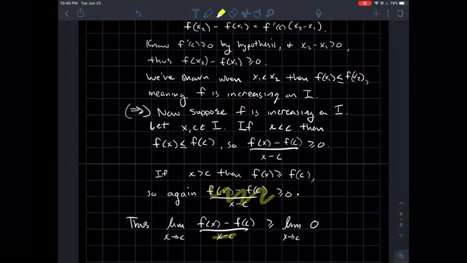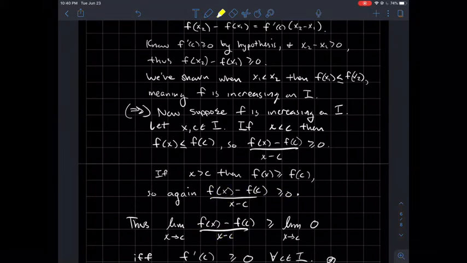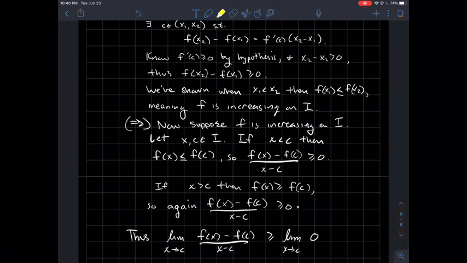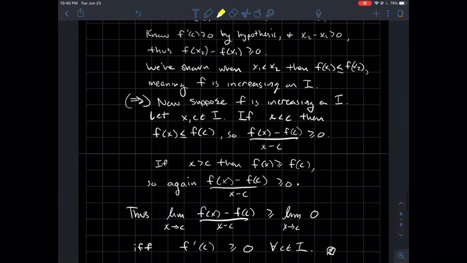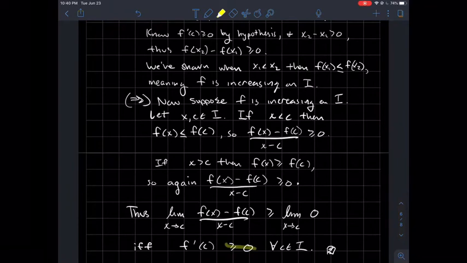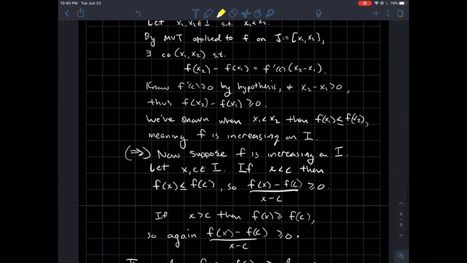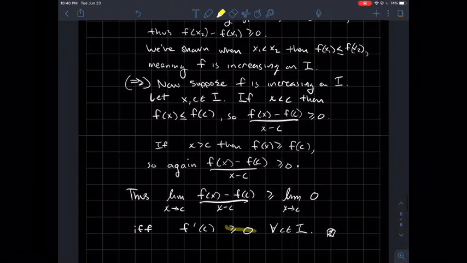So we've established this for all points x and c in my interval. So if that's true for all points in that interval, then when I take the limit of both sides as x approaches c, it should still be true. And so in particular, why is that cool? Because this is just f prime of c. So we've established that f prime of c is at least 0 for every point c in I, which is exactly what we wanted to show. I just used the letter c instead of the letter x is all that we've done.